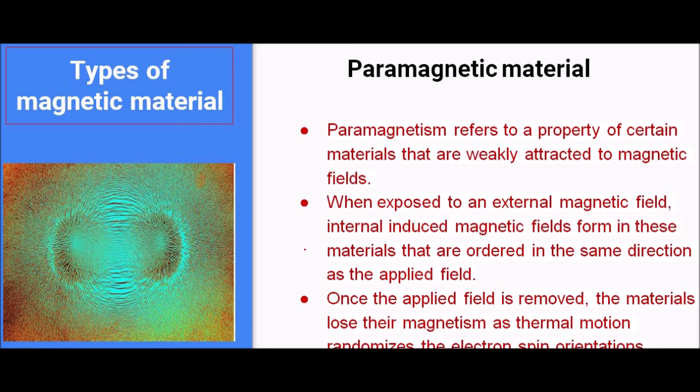Then next is paramagnetic material. In paramagnetic material, each atom possesses a net magnetic dipole moment. So at the atom level it has a net magnetic dipole moment. In the absence of an external magnetic field, these dipole moments are randomly oriented, due to which the net magnetic dipole moment of the material is zero. That means in the absence of an external magnetic field, the net magnetic dipole moment of that particular material is zero.